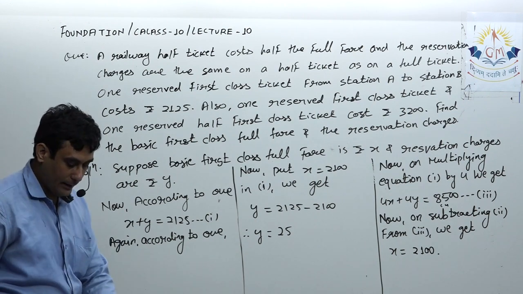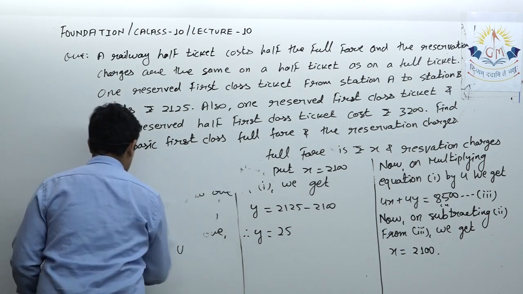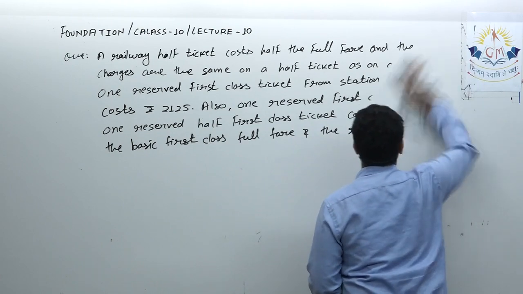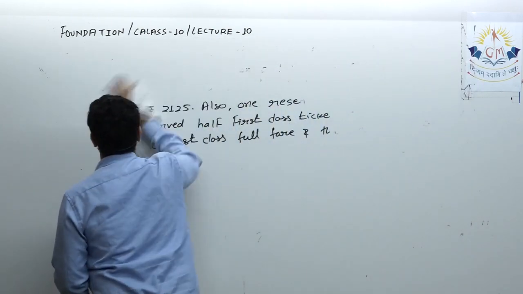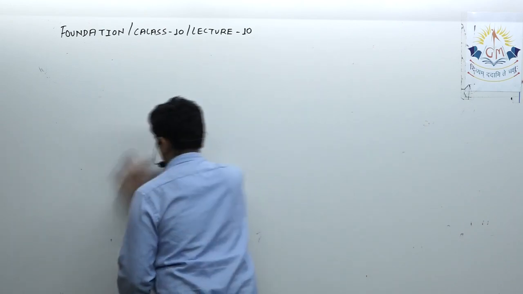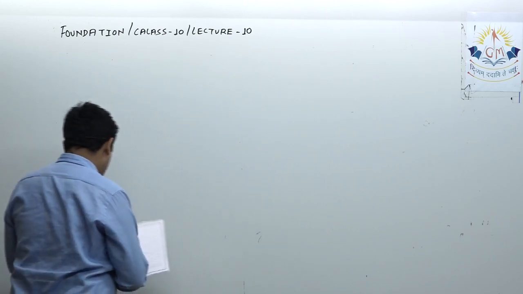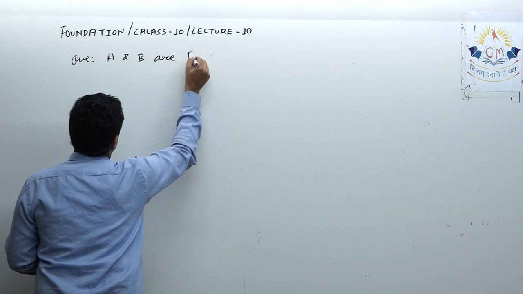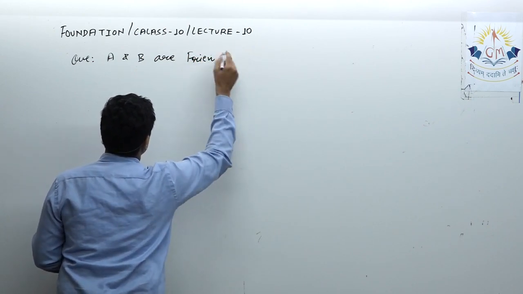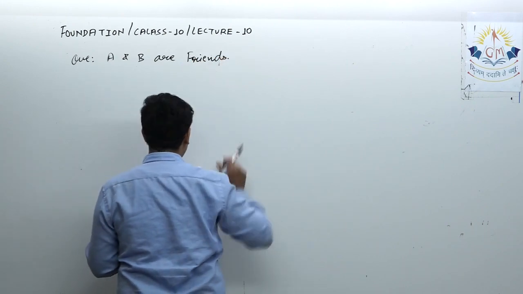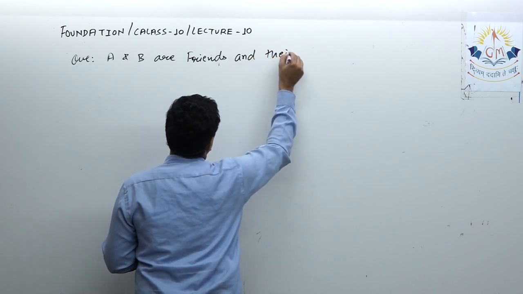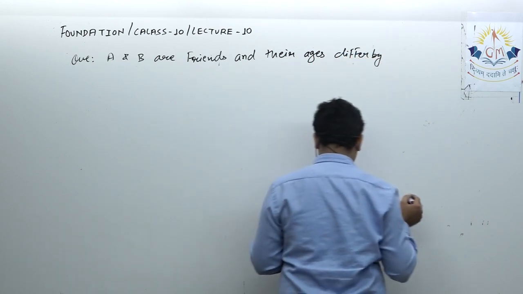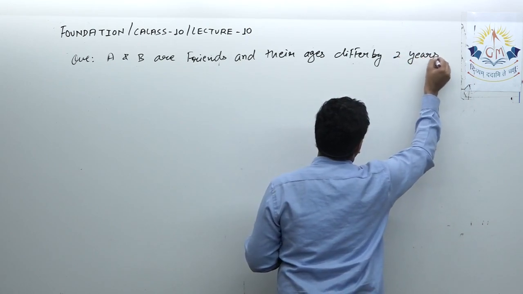Okay, now we'll see the next question. Next question is: A and B are friends, and their ages differ by 2 years.